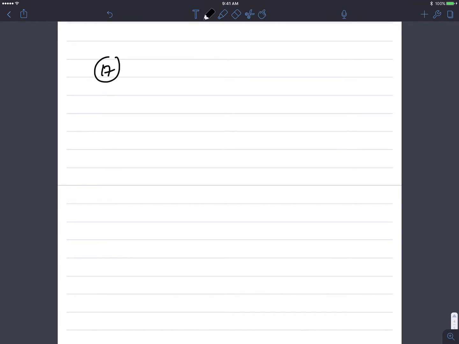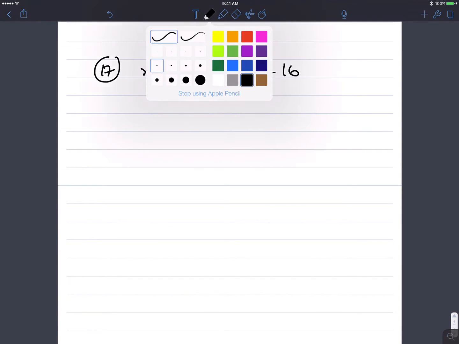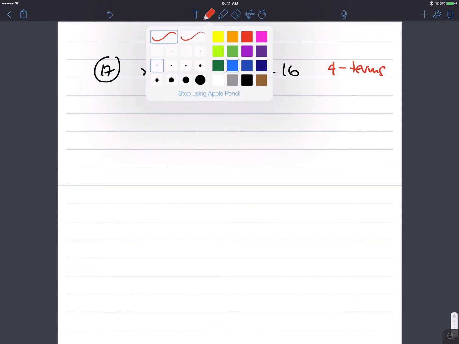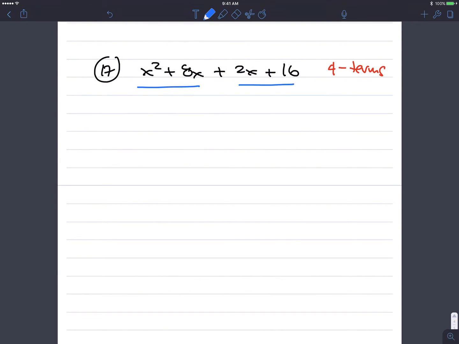Let's try number 17 here. We got x squared plus 8x plus 2x plus 16. Okay, again, four terms. Group the first two, group the last two. Okay. x squared and 8x. What's your greatest common factor? Is that x? What's your quotient? x plus 8. Good.